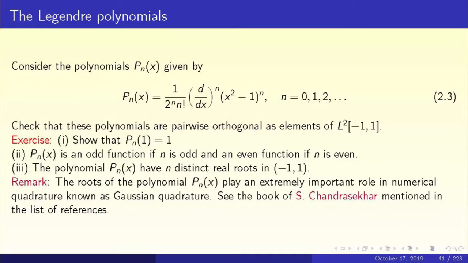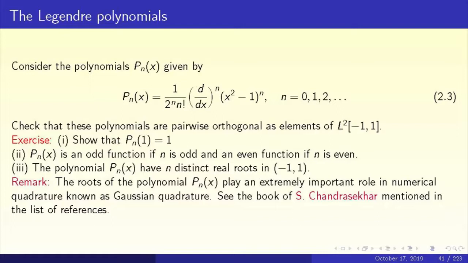Here are again some elementary exercises. Show that P_n of 1 is 1. Next, P_n(x) is an odd function if n is odd, and it's an even function if n is even. And the last part is show that this polynomial P_n(x) has n distinct real roots in the open interval minus 1, 1. These polynomials are extremely important in analysis, and they are called the Legendre polynomials.